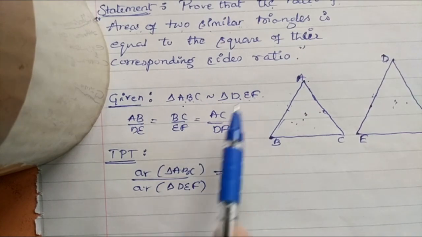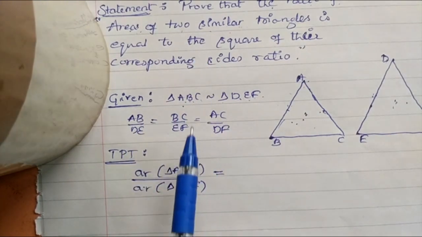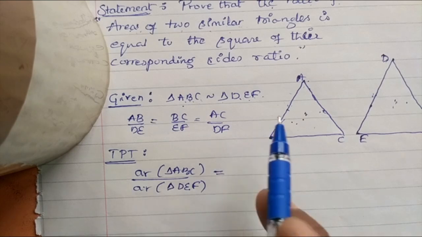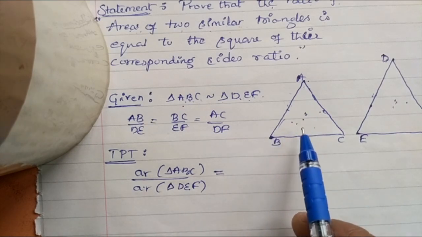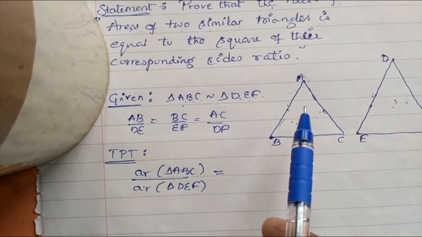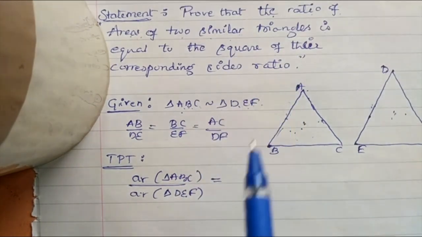Once these two triangles are similar, we can write the corresponding sides ratio. The question is, when two triangles are similar, what about their areas? The ratio of their areas, not separately. If you want an individual area, you can go by half into BH. Here also half into BH or Heron's formula. We are not finding the area of each triangle separately. We are finding the area of both triangles in ratio form because those two triangles are similar.